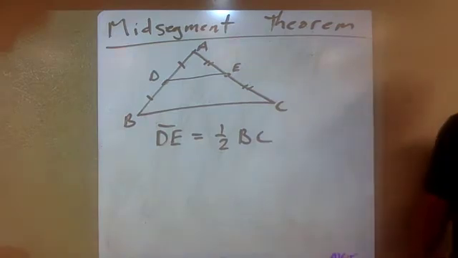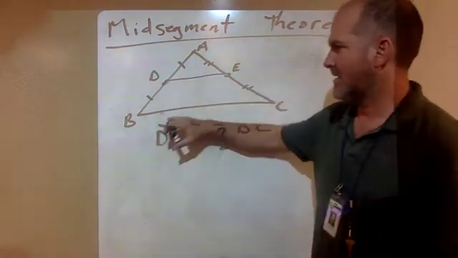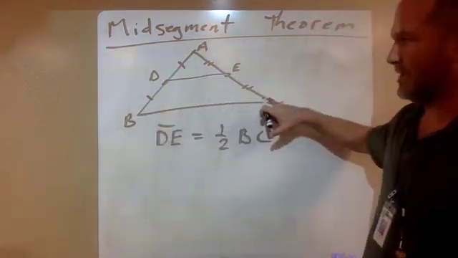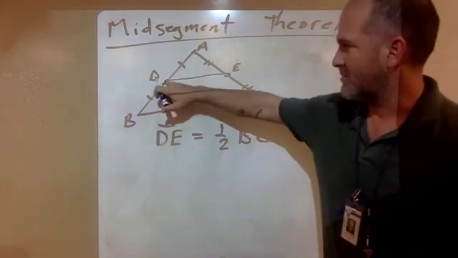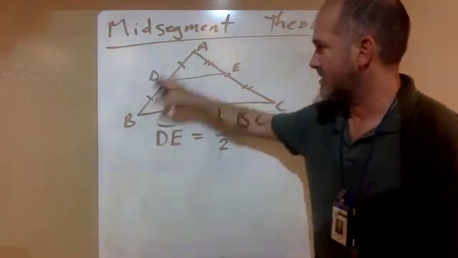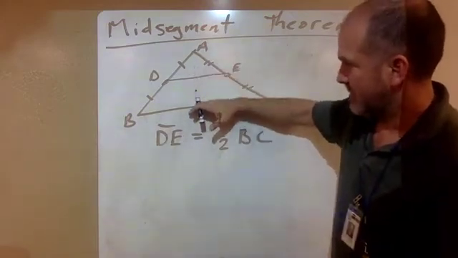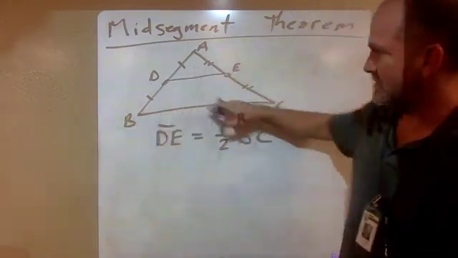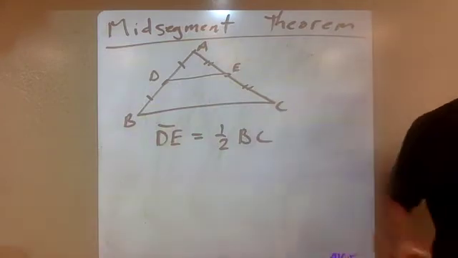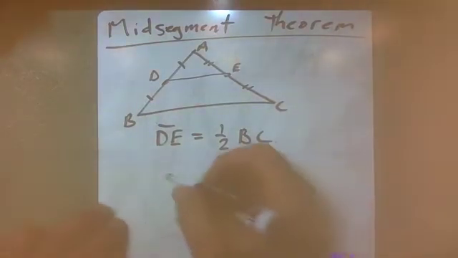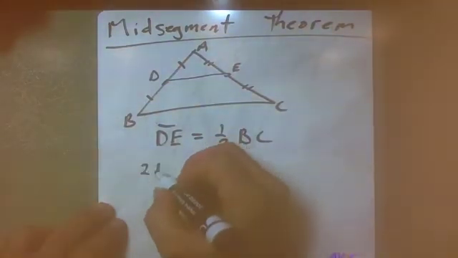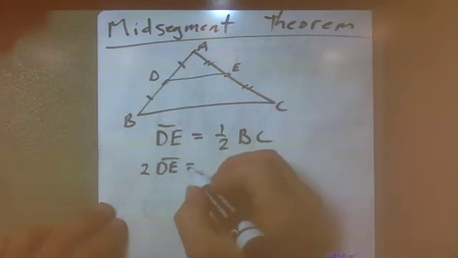The mid-segment is always half the length of the side you're not splitting in half. So if you make a mid-segment from here to here, we're not worried about this side or that side, because that's the side we split in half. We're worried about the third side that we didn't use, and it's always half the length of that. Another way to say that is 2 times DE is equal to BC.